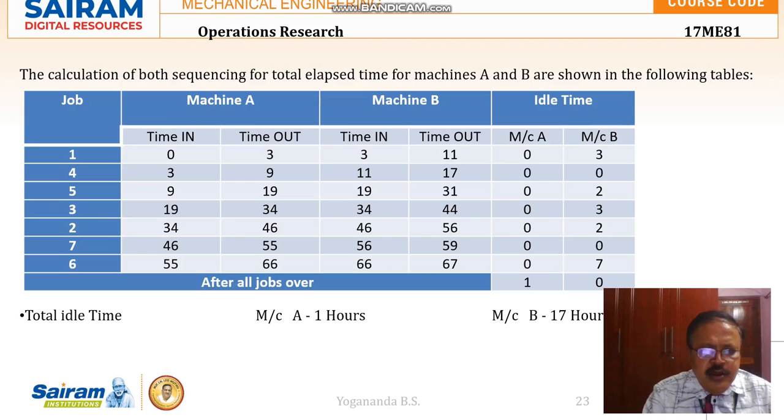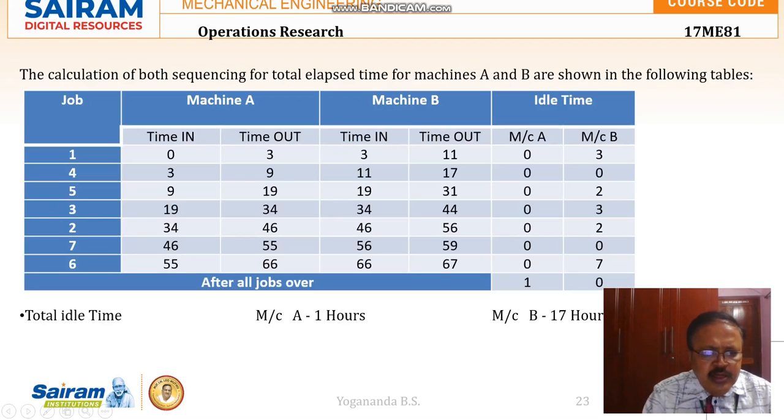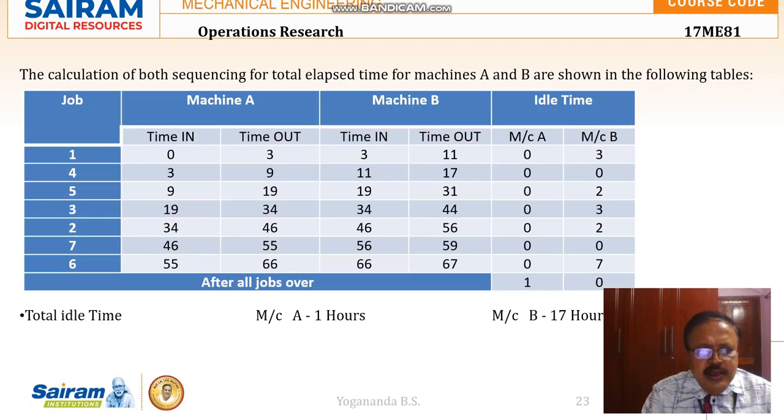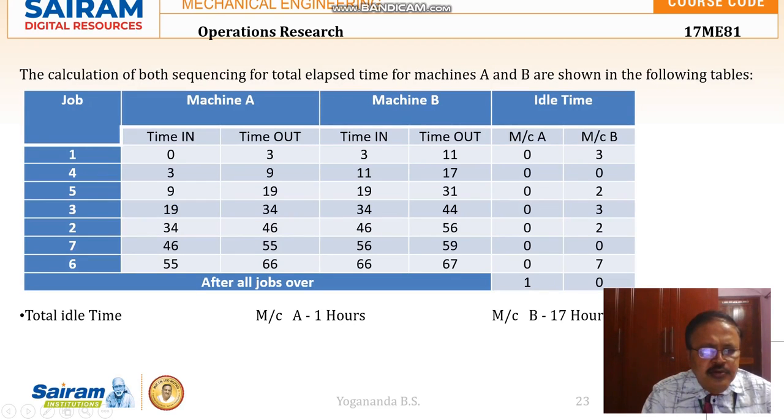Now the calculation of total elapsed time on both machines A and B and their idle times will be done as usual. The job sequencing has taken the order 1, 4, 5, 3, 2, 7, 6. If this sequencing is considered, then the table will be formulated as we did for the first sequencing: 1, 4, 5, 3, 2, 7, 6.